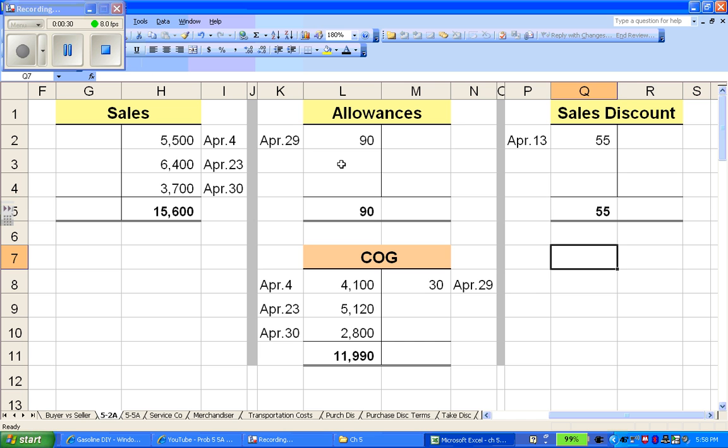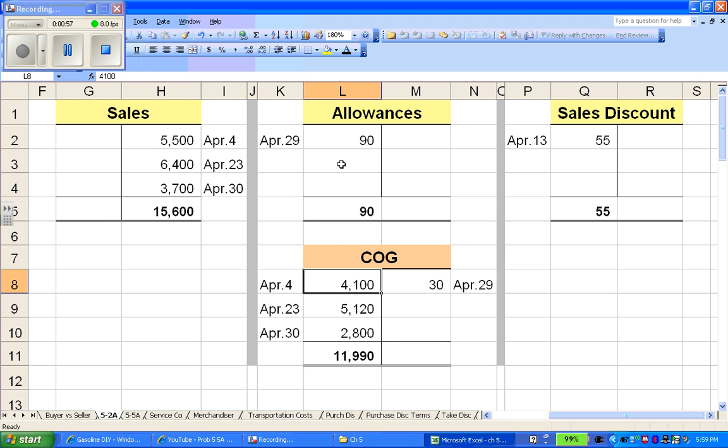And then here's our cost of goods, right? We're a perpetual method business, so here we're going to record our cost of goods every time we make a sale. April 4th sale was 4,100. April 23rd sale was 5,120, and April 30th sale was 2,800.